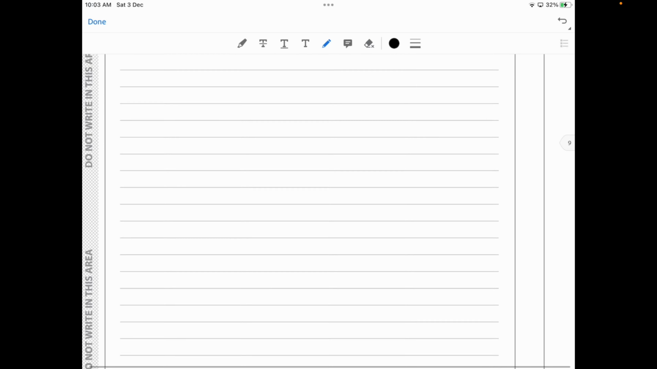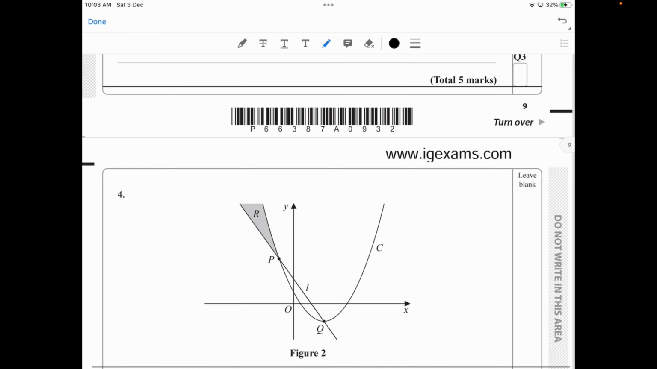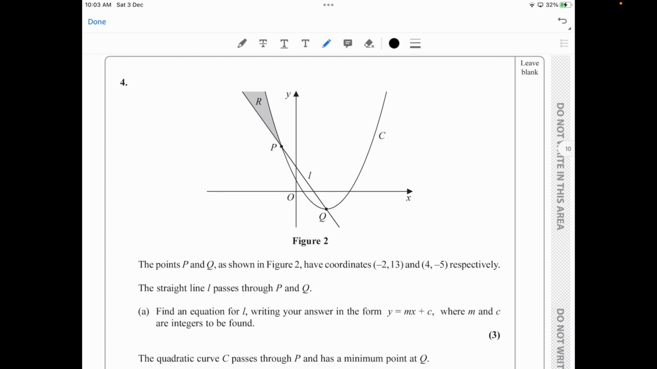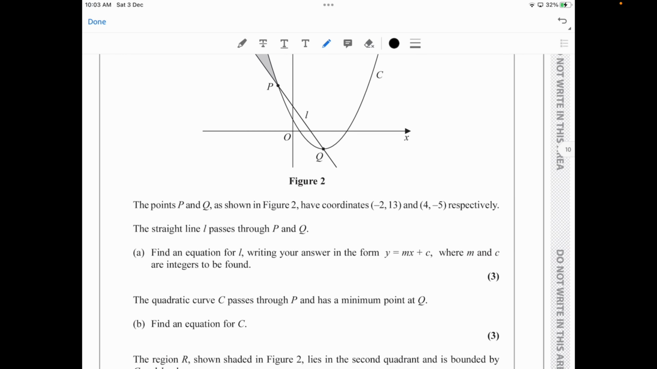Now the next question is a straight line graph, a quadratic equation. The points P and Q, as shown in figure 2, have coordinates -2 comma 13 and 4 comma -5 respectively. The straight line L passes through P and Q. Find an equation for L, writing your answer in the form y equals mx plus c, where m and c are integers to be found.